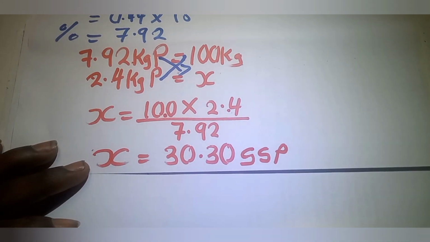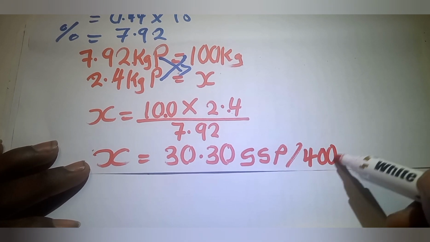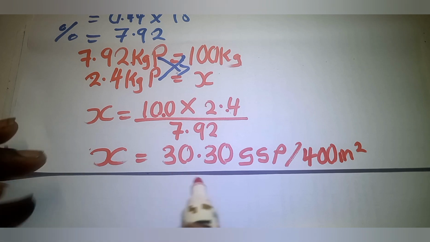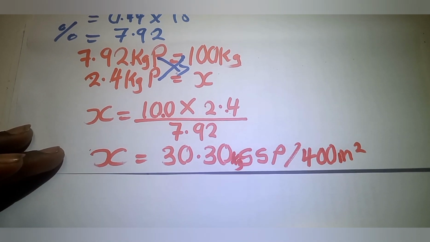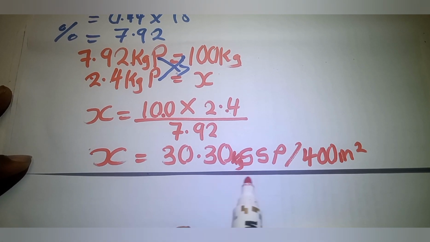SSP. Of course, that's what I'm using, per 400 meter square. I forgot. So that's the amount of SSP that I'm going to be using, in kilogram rather. You have to put kilogram. Don't forget your unit. And that's the amount of SSP that I'm going to be using. And the meaning of SSP is single superphosphate.